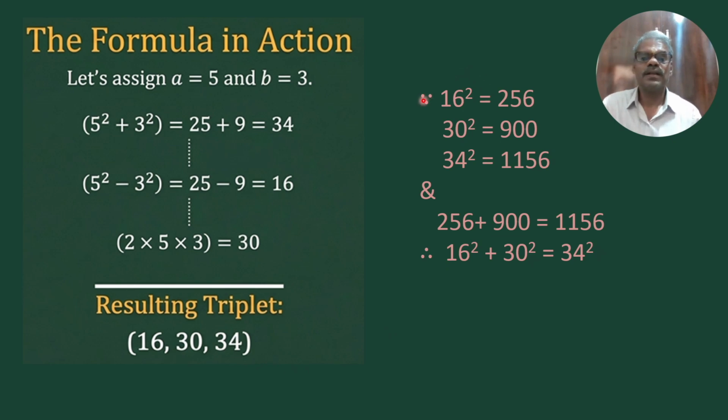Now examine this. Because 16 square is equal to 256, 30 square is equal to 900, and 34 square is equal to 1156. Now when we add 256 and 900, we get 1156, which is exactly the square of 34. Therefore, 16 square plus 30 square is equal to 34 square. So this satisfies our definition of triplets. Therefore, 16, 30, 34 is a Pythagorean triplet.